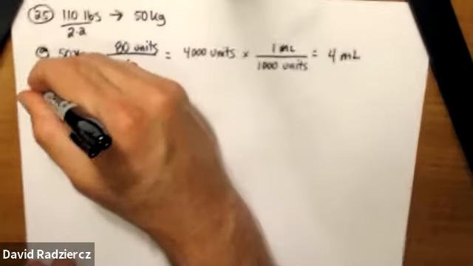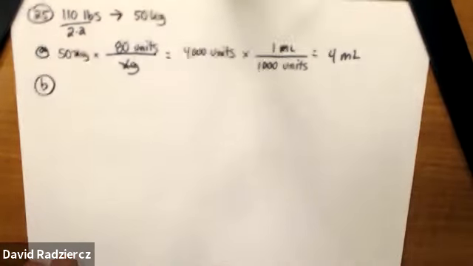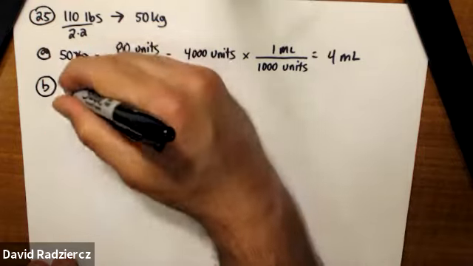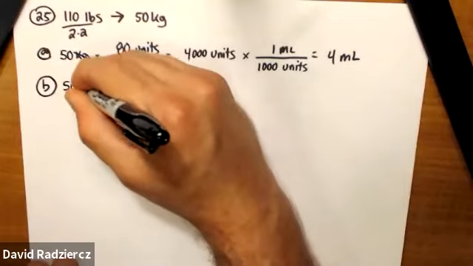What about starting the drip? It tells you in the protocol to start a drip at 18 units per kilogram per hour. Again, we have to account for the patient's weight. Same patient, same weight, 50 kilograms.